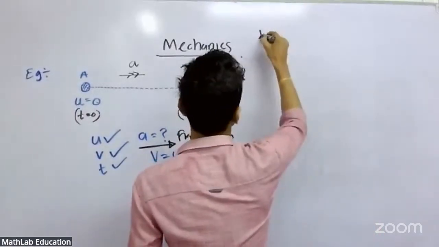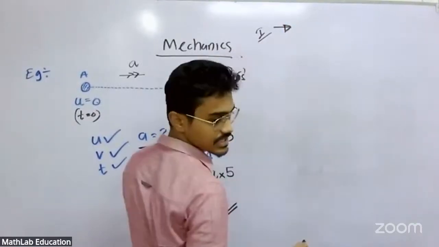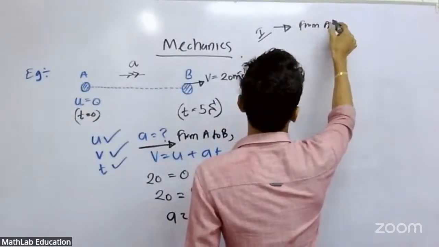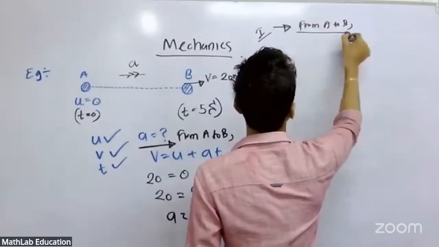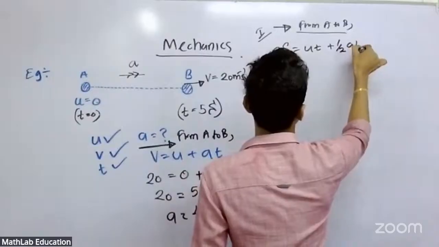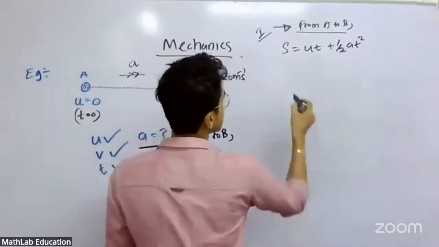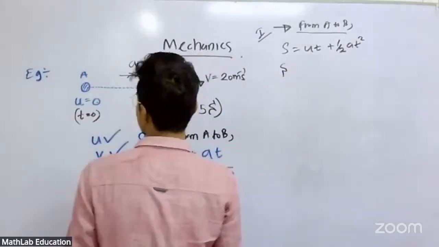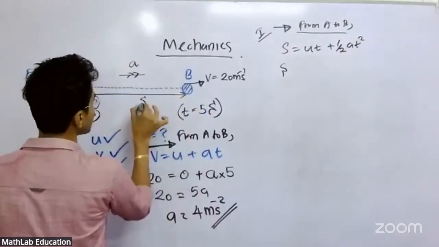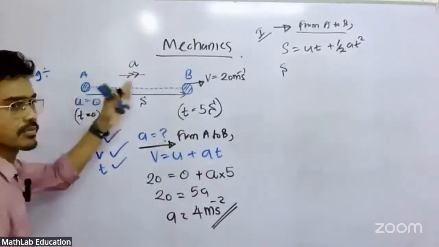Again, you have to mention these two, which are very important: direction and the section. You can write from A to B. Equation is S equals ut plus half at squared. S is going to be measured from here to here. This is what we are going to calculate. Displacement is measured from A to B.